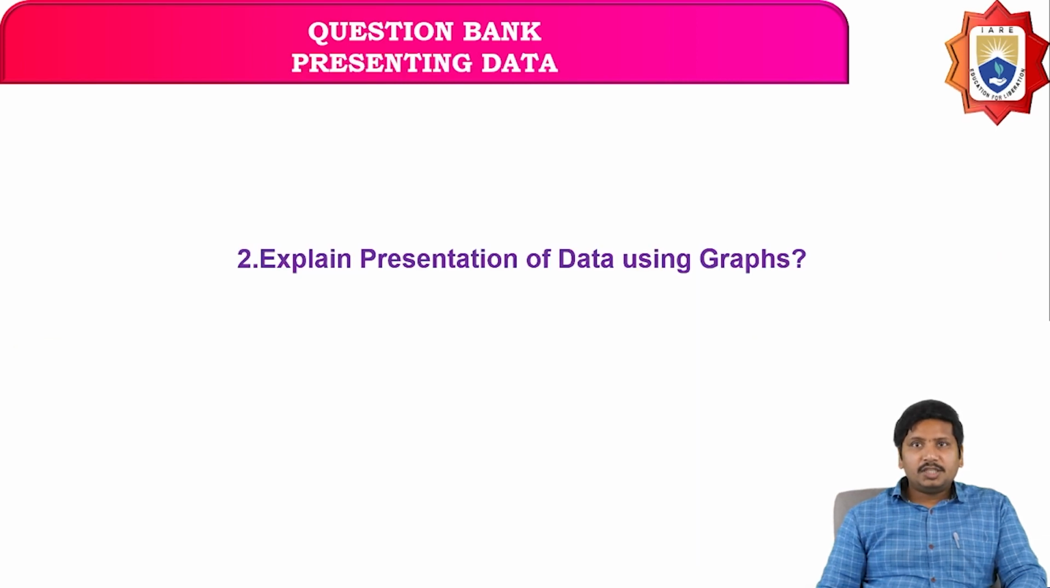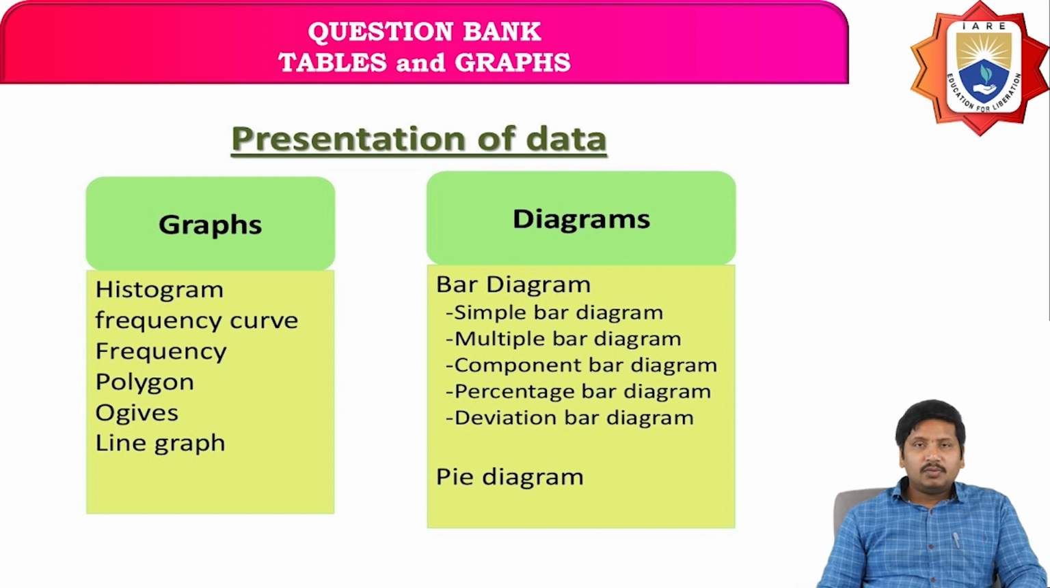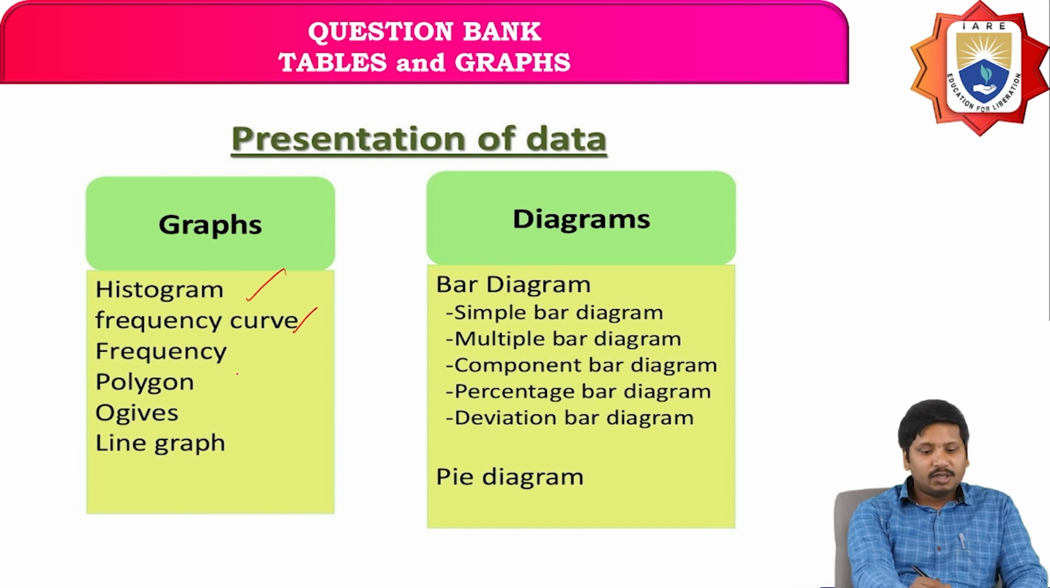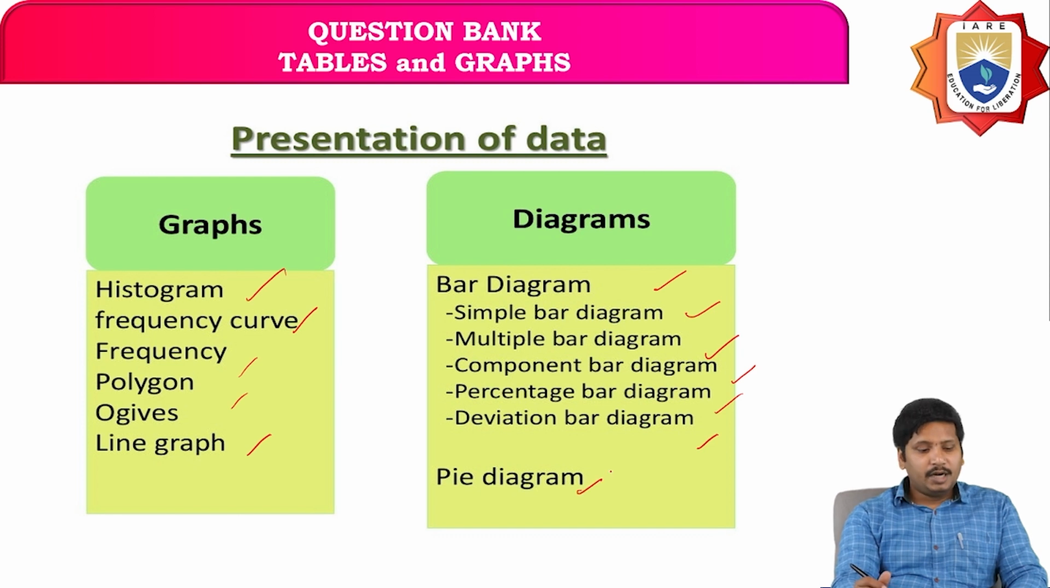Explain the presentation of data using graphs is another question. In this one, what are the various diagrams that are available for presenting the data? If I consider the graphs, I have the histogram, frequency polygon, frequency curve, ogives, and line graph. Whereas the diagrams include the bar diagram, which is of different types like simple bar, multiple bar, component bar, percentage bar diagram, and duration bar diagram. And the next one is the pie diagram.